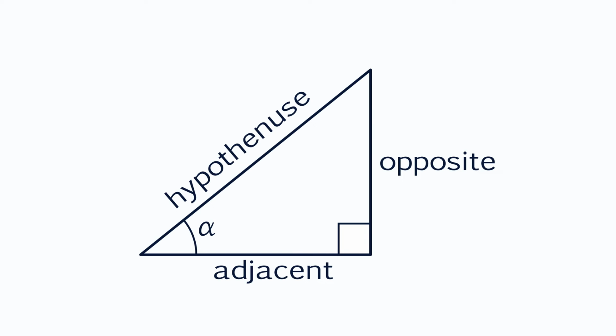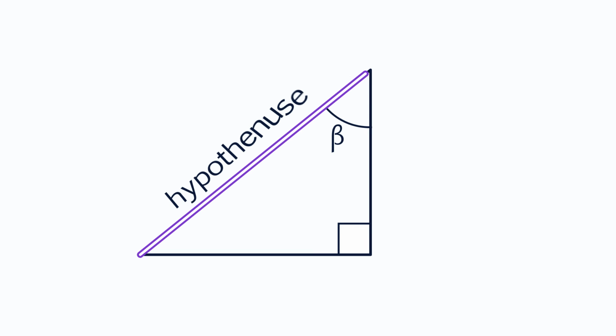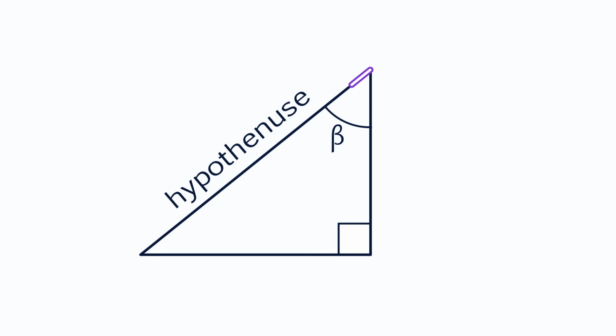Now, what would happen if you were looking at this angle instead? Let's call this one beta. Well, the hypotenuse is always the longest edge, so it's still the hypotenuse in this case. That will never change. So you want to identify the adjacent leg of beta. Now, this leg is a part of the angle beta, so this is the adjacent leg.